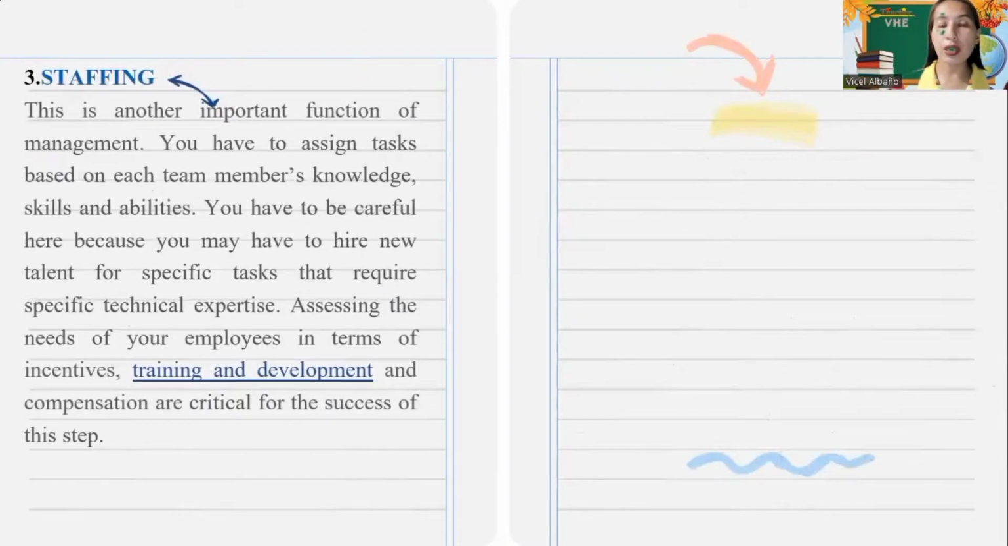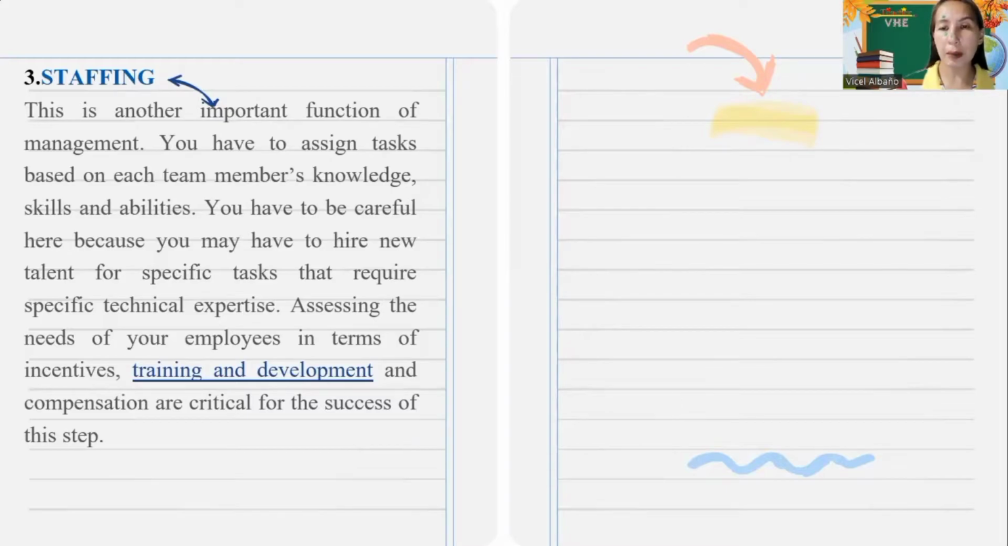Okay, the third is staffing. This is another important function of management. You have to assign the task based on each team member's knowledge, skills, and abilities. You have to be careful here because you may have to hire new talent for a specific task that requires specific technical expertise. Assessing the needs of your employees in terms of incentives, training and development, and compensation are critical for the success of this step.